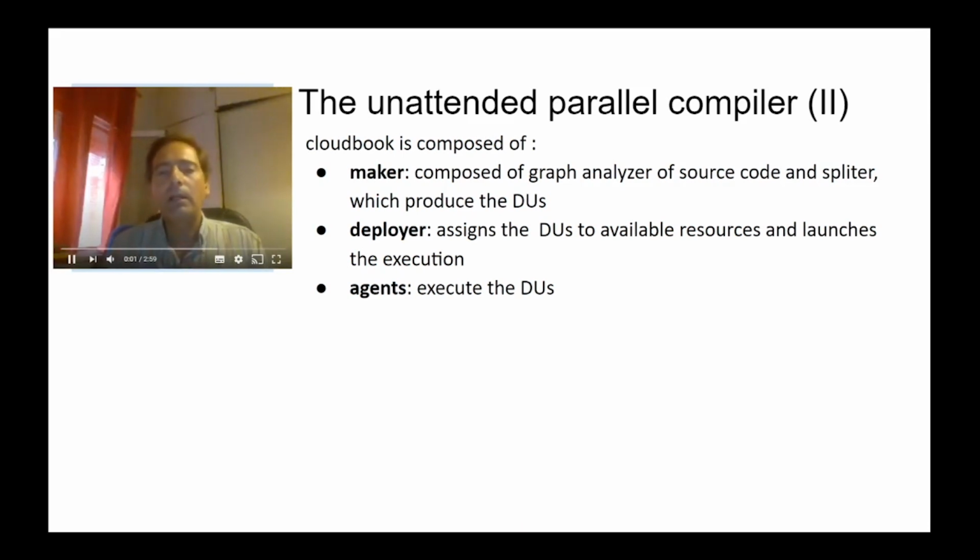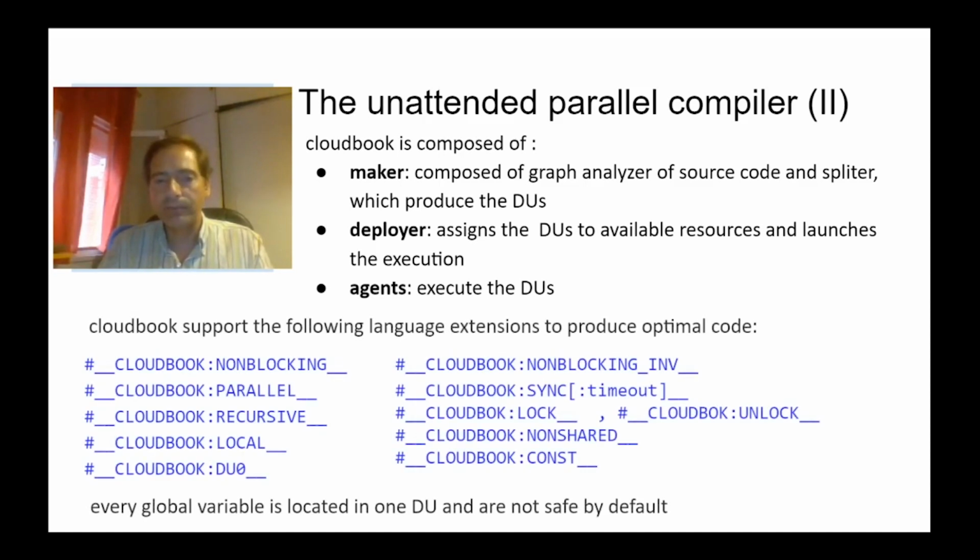The Cloudbook parallel compiler is composed of three main parts. First, the maker, which involves the graph analyzer in charge of creating the matrix, and the splitter, which produces the different deployable units. Then we have the deployer, which assigns the different deployable units to the different machines. And finally, we have the agents, which are the components in charge of executing the deployable units.